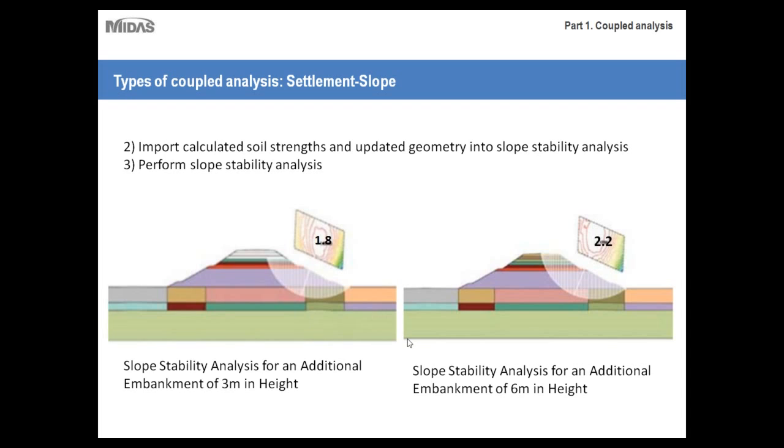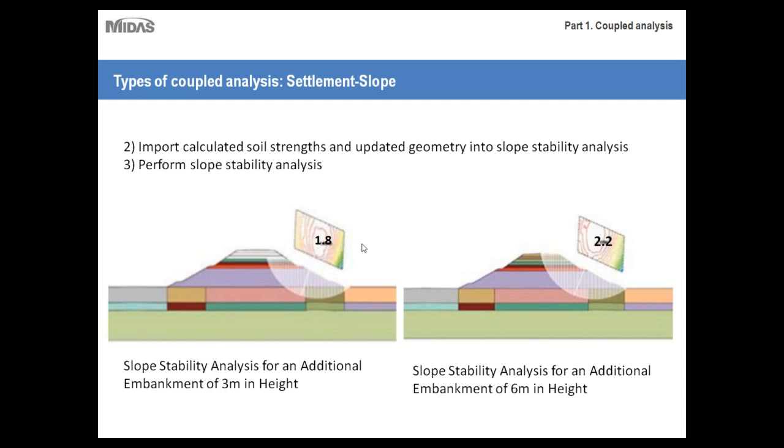So for example, here the engineer took two different cases. After he ran his settlement analysis, he was able to see that there was a certain amount of displacement that occurred. What he did was add 3 meters of additional embankment height and run a slope stability analysis. Then he did another case where he added 6 meters of embankment height and did the slope stability analysis, just so that he could see how that would affect his project, and also to see how much you could account for as far as rises in water level and stability of the slope itself.